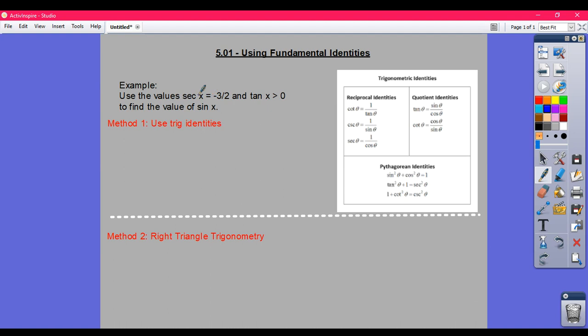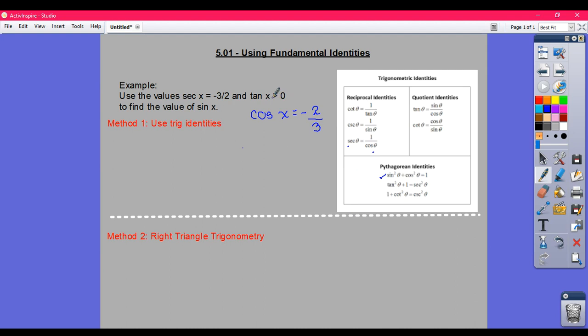So I'm going to show you the first method. We're going to try to get as much information as we can from here. So if I know that secant equals -3/2, automatically my reciprocal identity tells me, since secant and cosine are reciprocals of each other, that cosine is equal to -2/3. Reciprocals keep the same sign. And since I'm going to find the sine value, I'm going to look under my identities again, and this tells me that I can directly correlate cosine and sine using the Pythagorean identity.